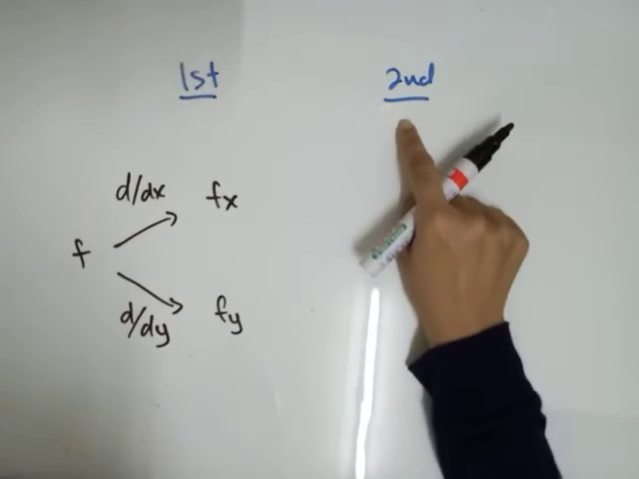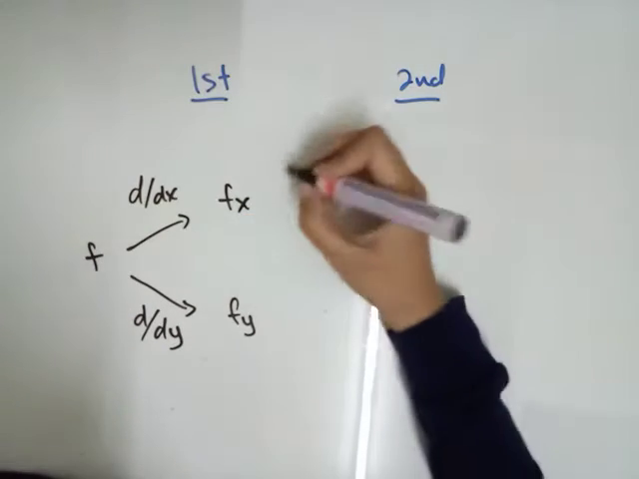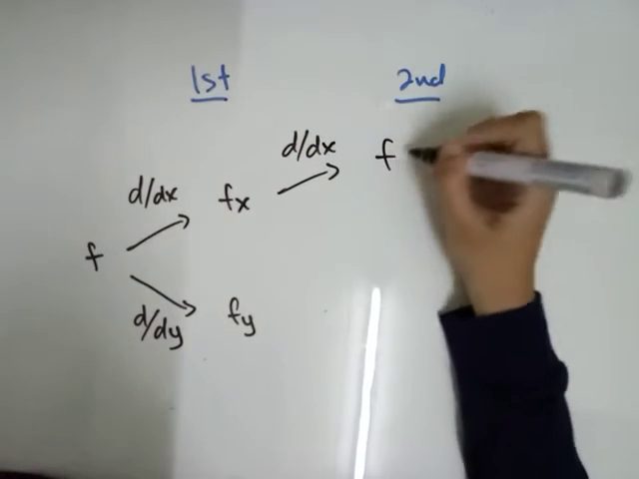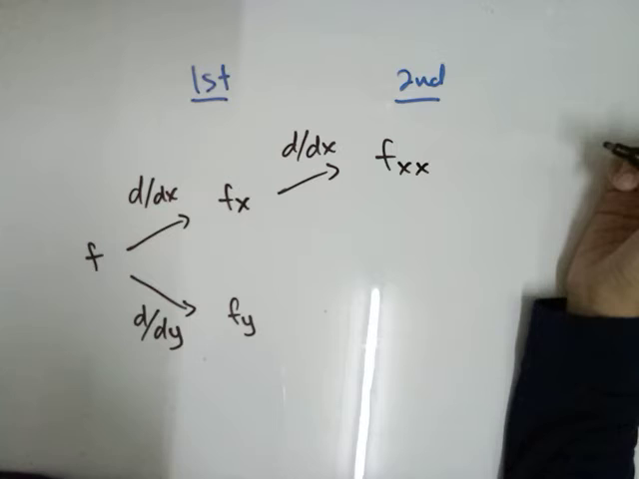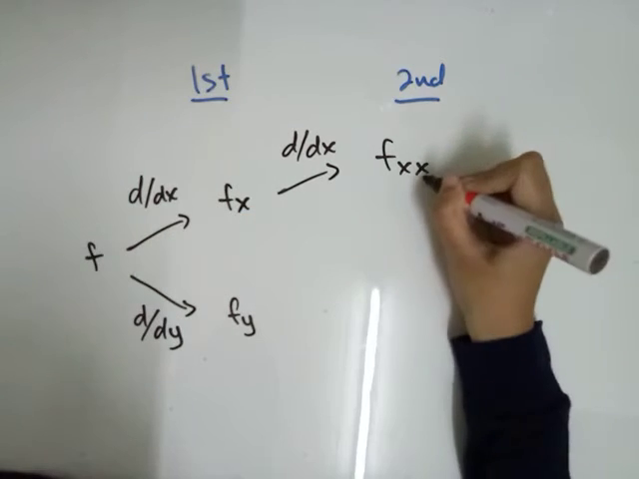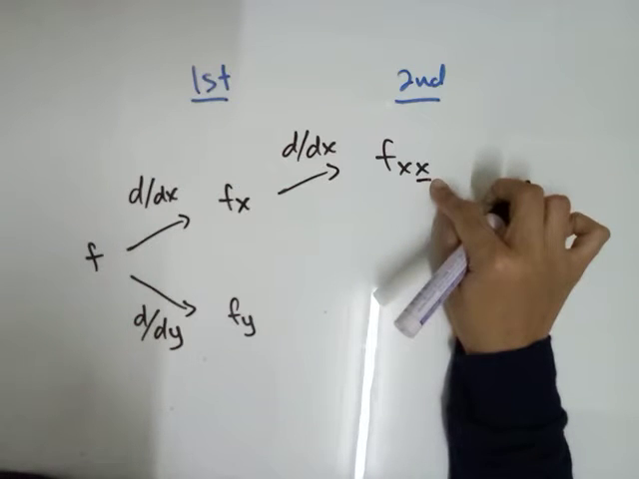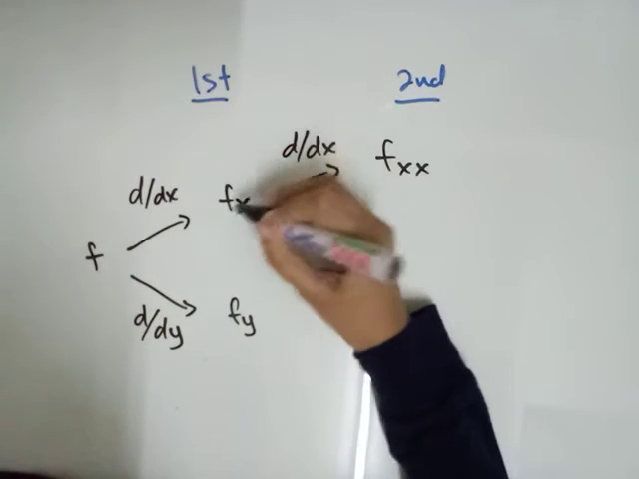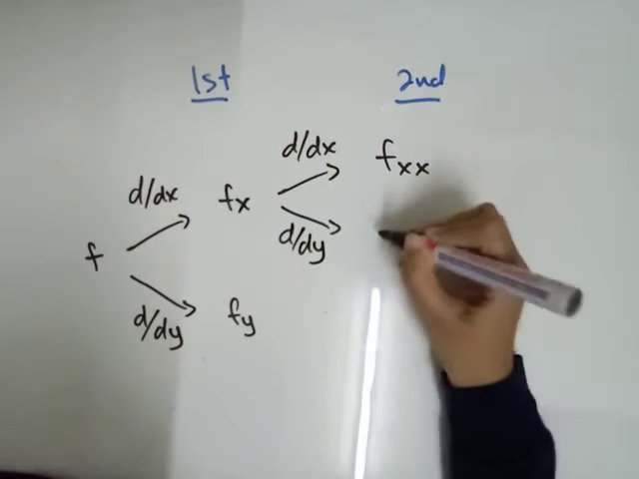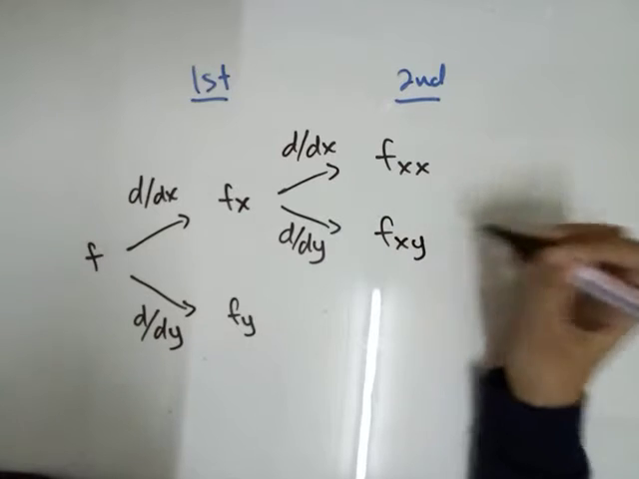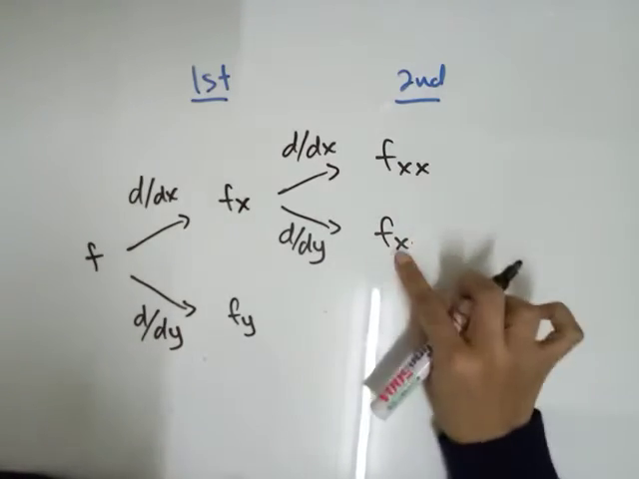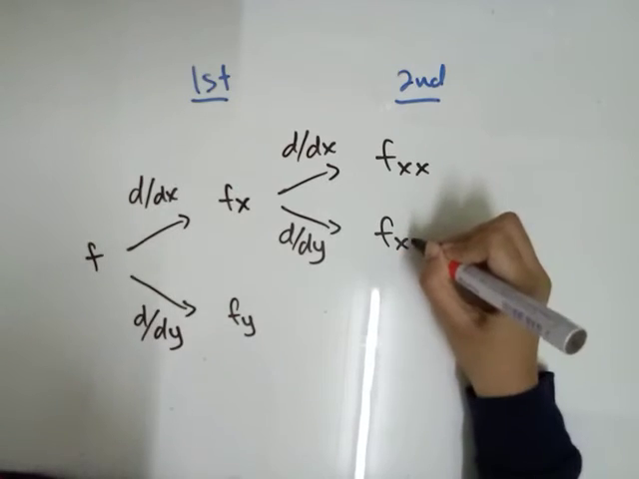For second derivatives, from fx, we can also differentiate with respect to x. So it will become fxx. First differentiate fx, second differentiate with respect to x also. And from fx also, we can differentiate with respect to y. So it will become fxy. From the first derivative with respect to x, second derivative with respect to y.